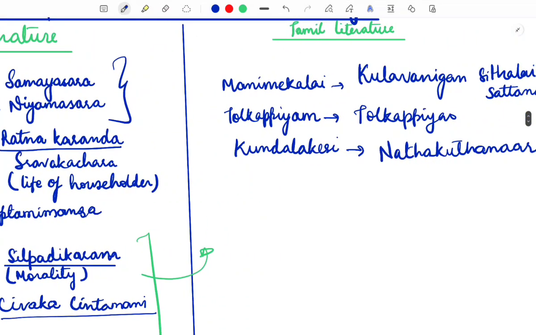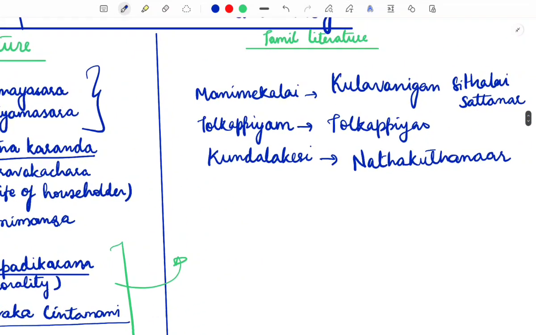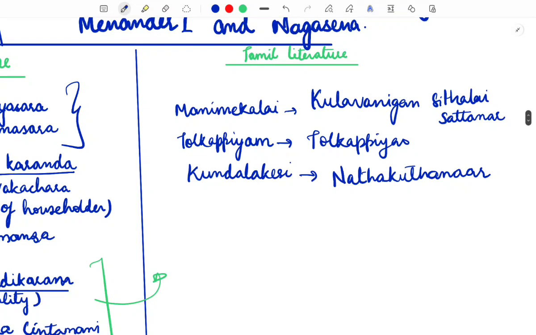Apart from those 2-3 Tamil literature works, I have also written others. See, there is a lot of Tamil literature, but please don't get offended by that. You won't be able to remember all of it. So the thing is, you should remember at least 5-6 important Tamil literature works.